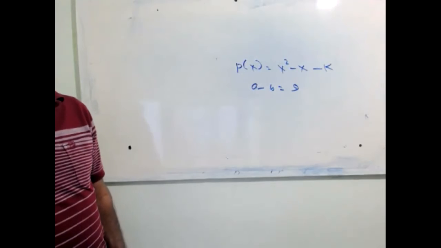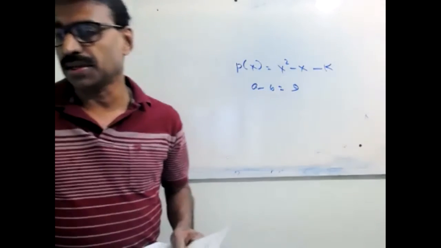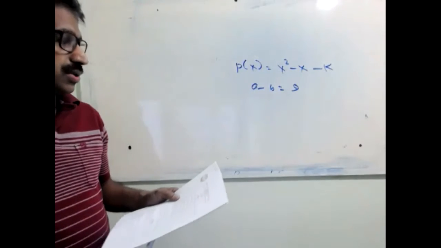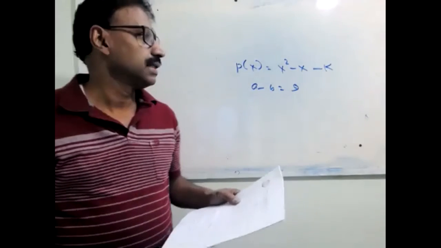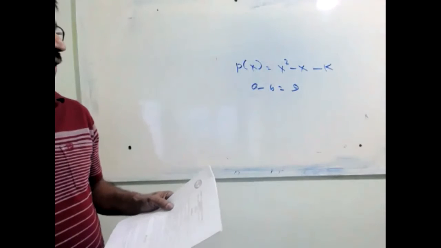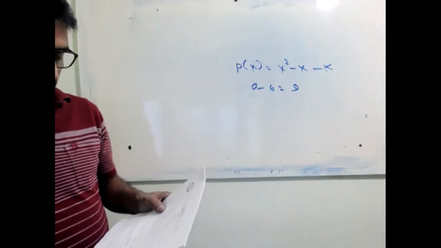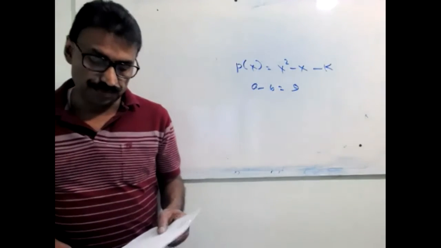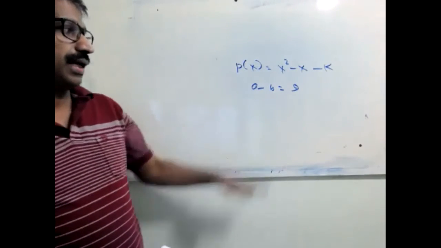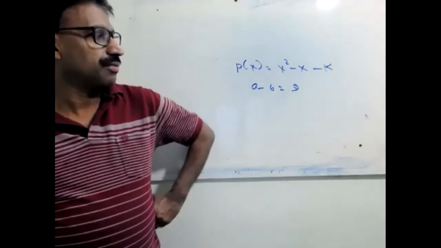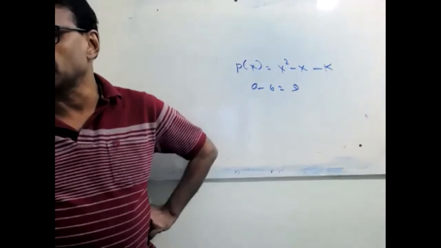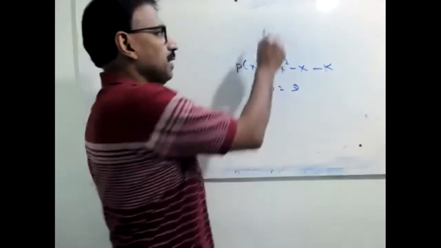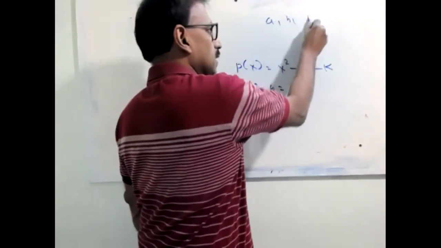Okay, no problem. As for the question, you answer. a and b are the zeros of x square minus x minus k, and a minus b equal to 9. Find the value of a and b, not just k. k also you can find after that. Find the value of a, then b, then k.